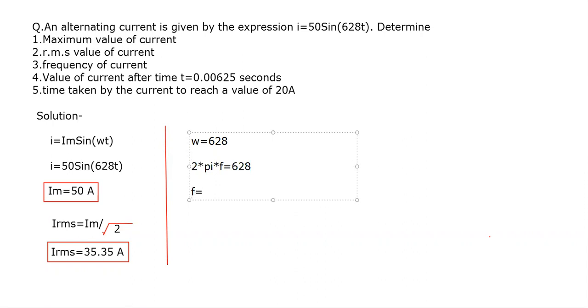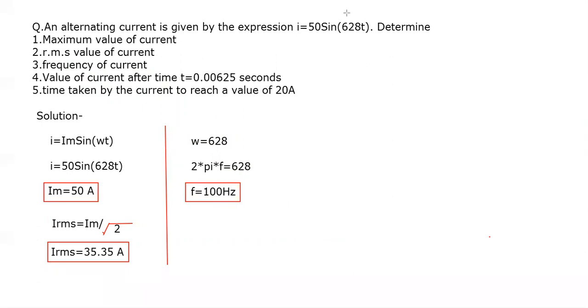So after solution, frequency is equal to 628 by 2 pi. Frequency obtained is 100 hertz. You can easily calculate. It is 100 hertz. So this is our third answer, frequency of current is 100 hertz.